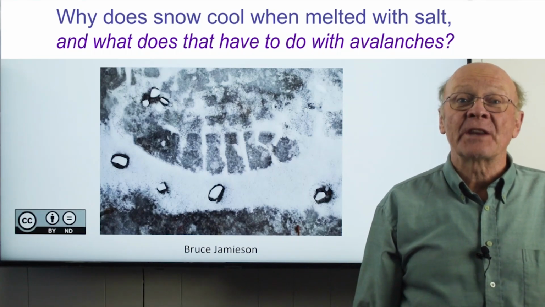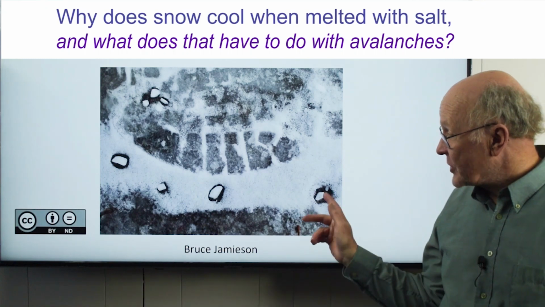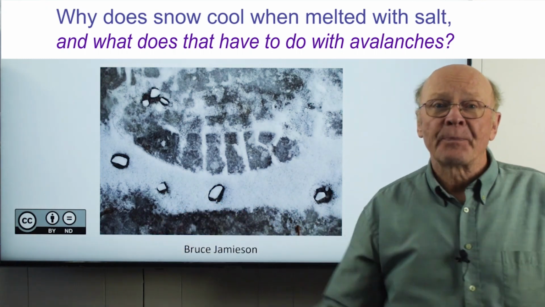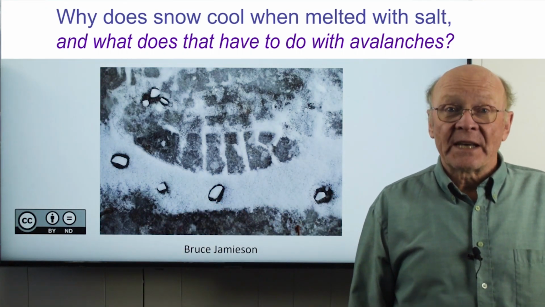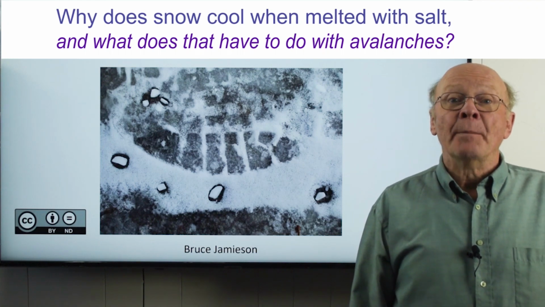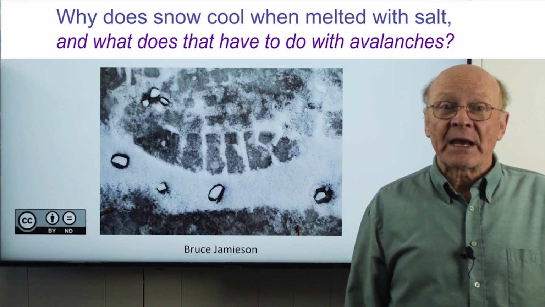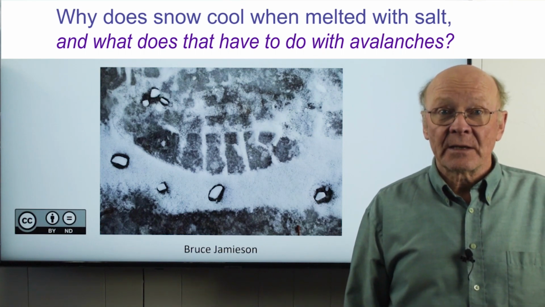When you put salt on the front walk to melt the ice, you see melting around the salt grains as shown in this photo. However, something surprising happens to the temperature. The snow gets colder. Melting around the salt grains is key to understanding the cooling, which I will explain in terms of the latent heat of melting.